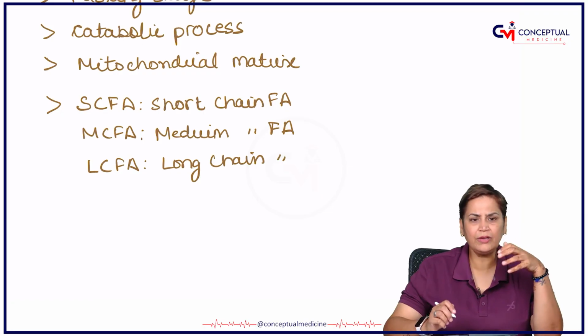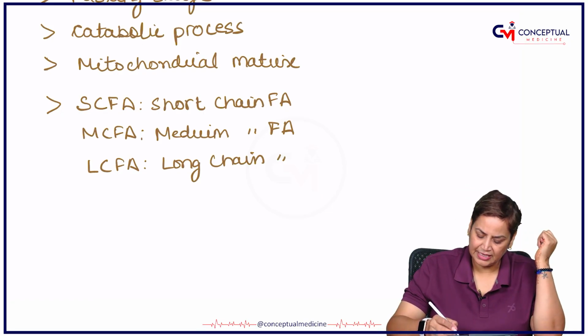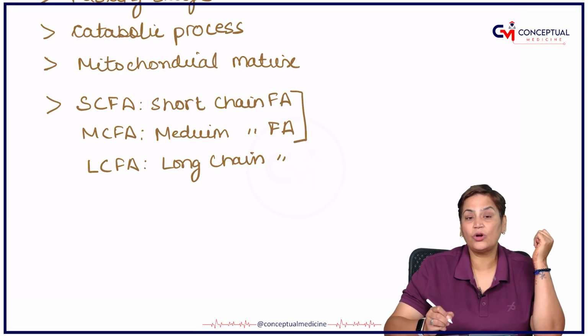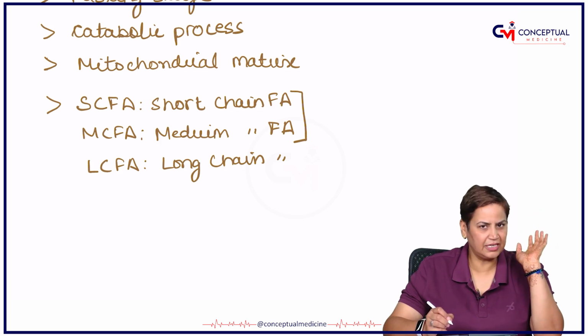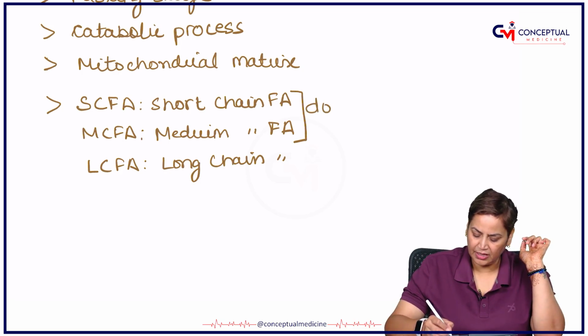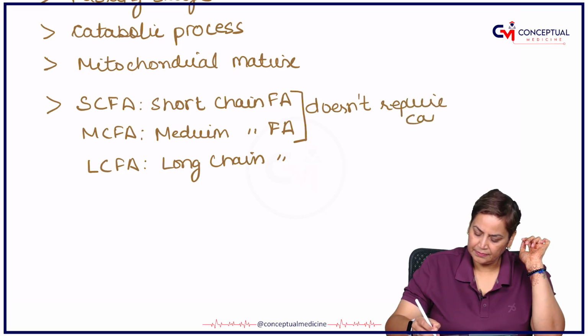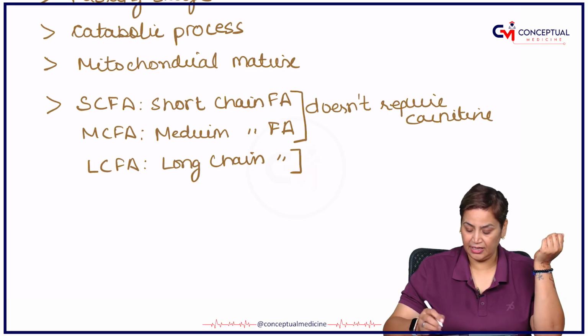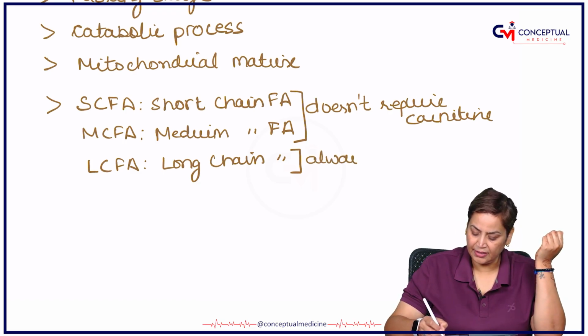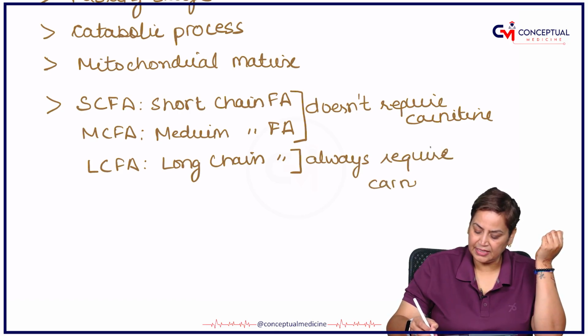Right? So, if we have to differentiate, we can simply say that these two do not require carnitine, because they are very short, so automatically they will be transported to the mitochondria and immediately they will be oxidized. So, they do not require carnitine. Right? If we talk about long chain fatty acids, they cannot move without carnitine. So, they always require carnitine. So, this is the basic difference.